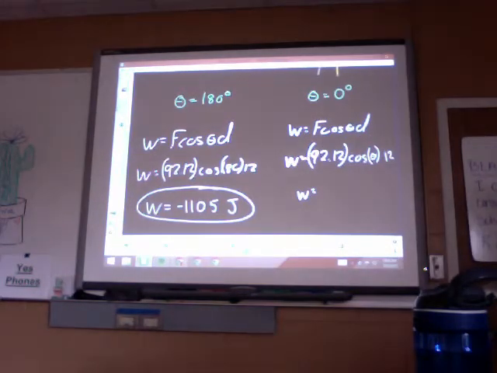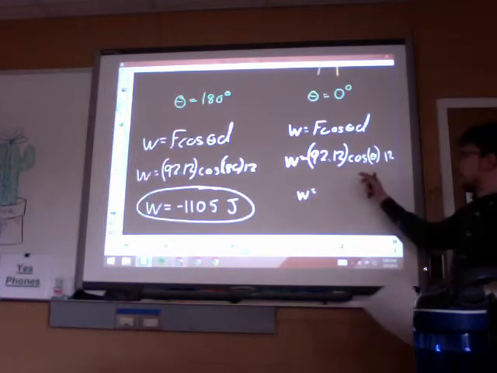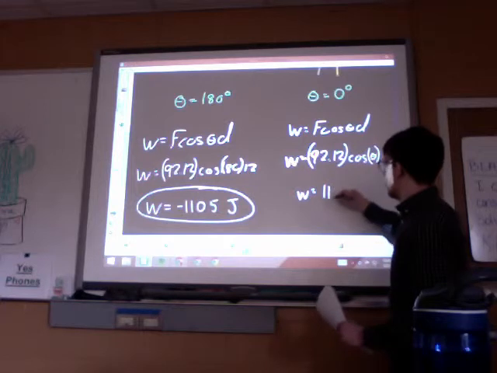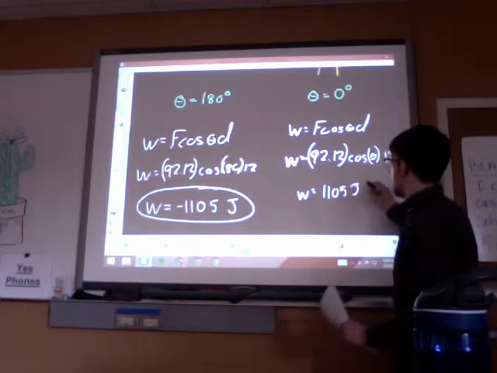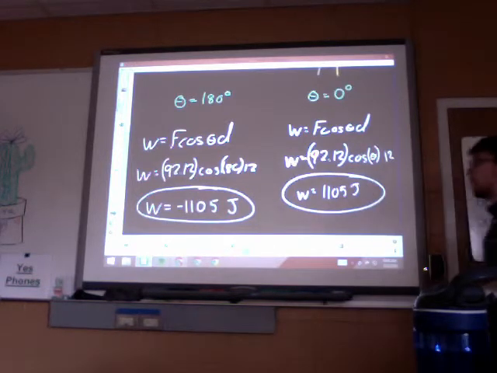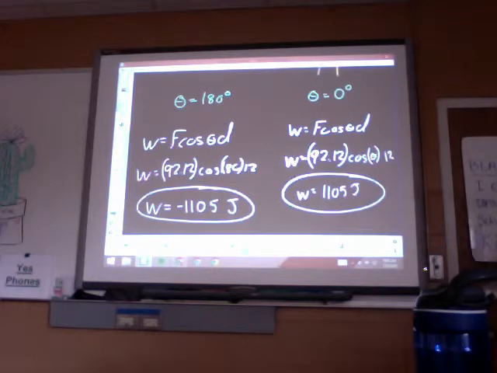So for those of you that are fantastic at geometry, you know that they're going to be the same number, but one will be positive. Fortunately, we don't have to memorize that. You can just type it in your calculator.